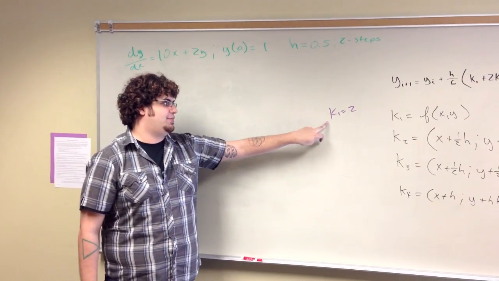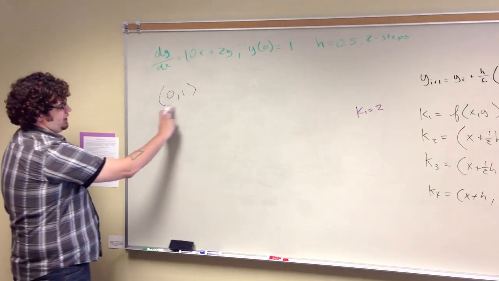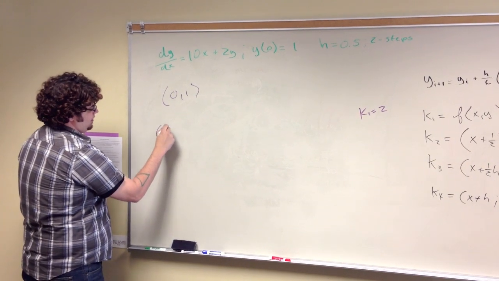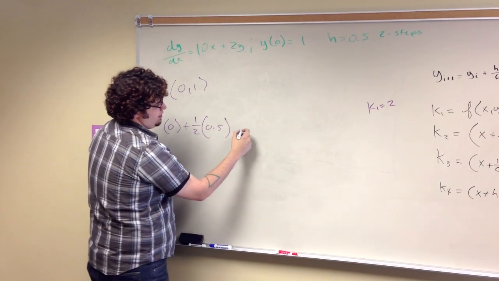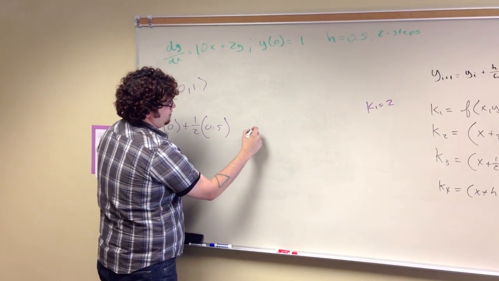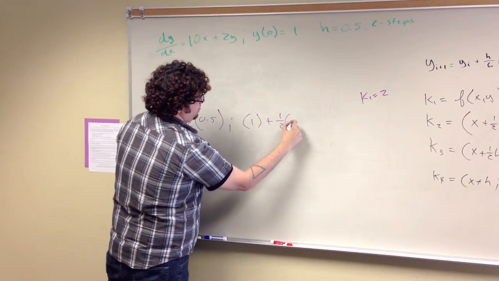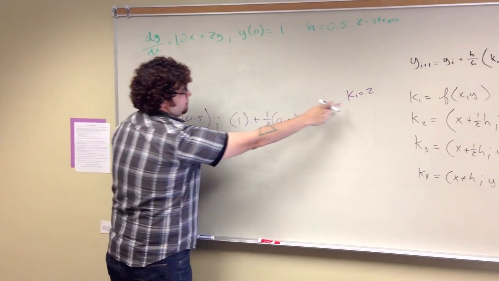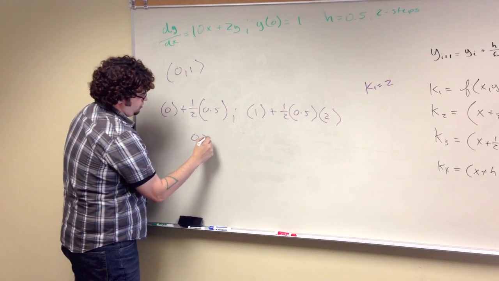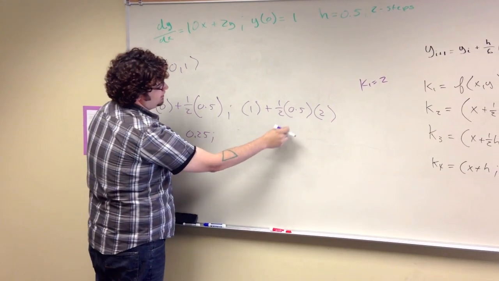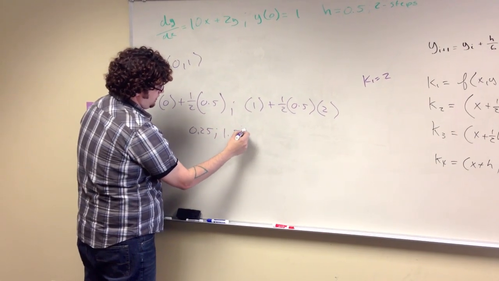So starting with K1's value of 2, we can now find K2's value. The way we do that, we're just going to plug in again this initial point that we have. So x is 0 plus 1/2 of our step size, and then we will have our value of y, which is 1, plus 1/2 our step size. And this is where we're going to use our K1 value of 2. So over here we get 0.25, and on this side we get 0.25 doubled, which is 0.5, plus 1, so 1.5.